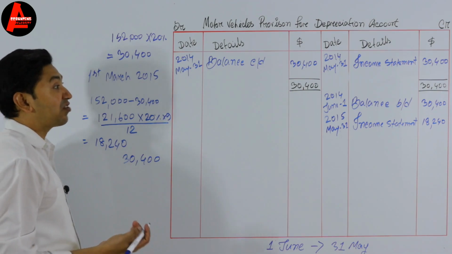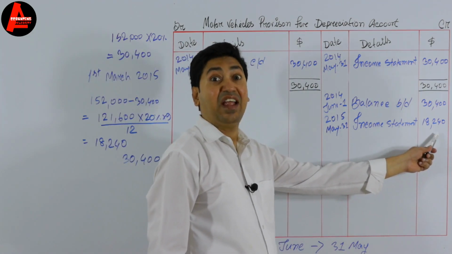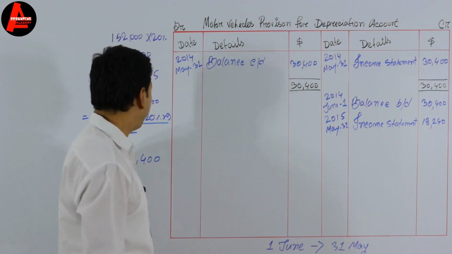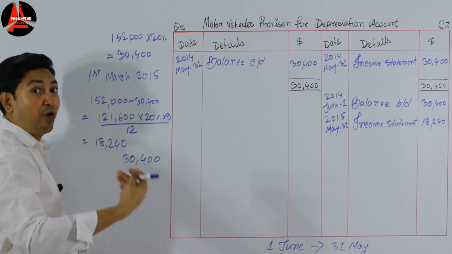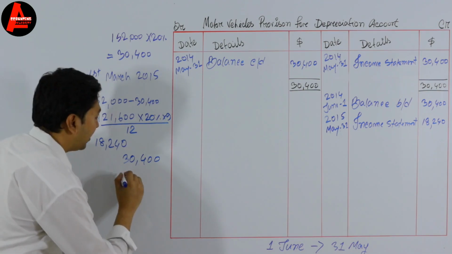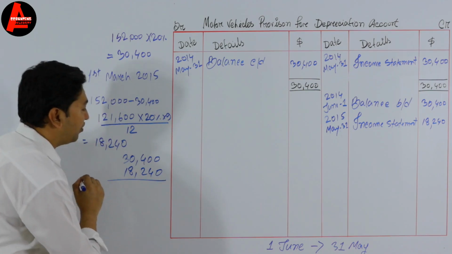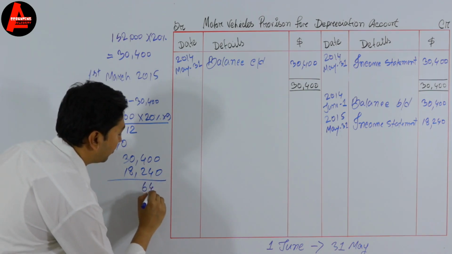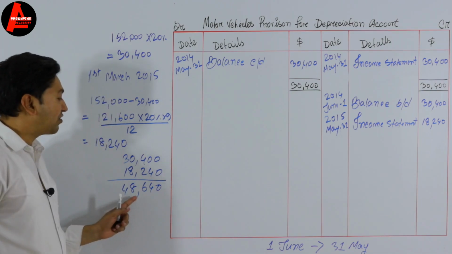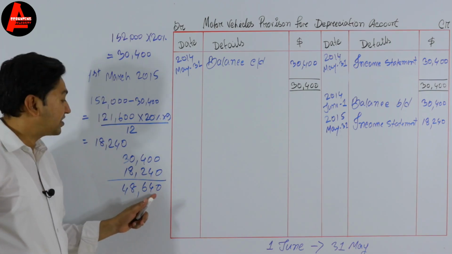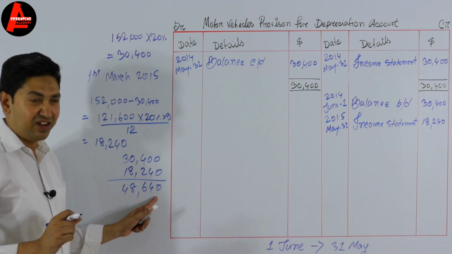Second year we calculated depreciation $18,240, and this amount is for 9 months, okay? Why 9 months? Because on 1st March we disposed this asset. So here 18,240. Now if we add here, we get 48,640. This is the total depreciation for the disposed asset, okay?